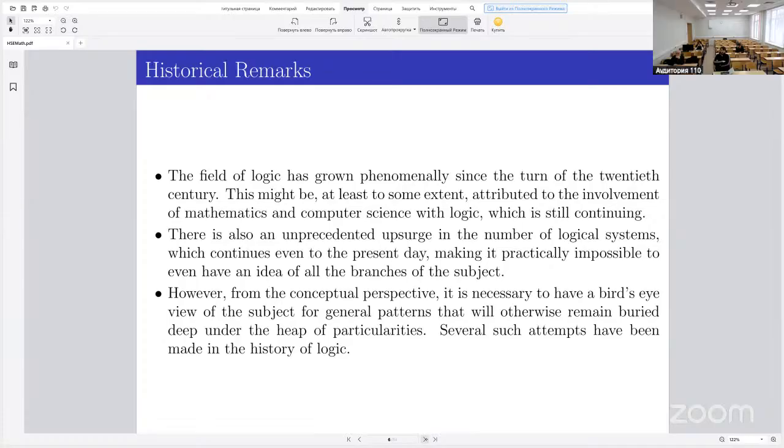Several such attempts have been made in the history of logic, even in the history of mathematics also. For example, if you think about category theory, abstraction of groups, fields, universal algebra, these all are motivated by certain kinds of abstractions that try to unify the particularities that otherwise seem like a disconnected heap.